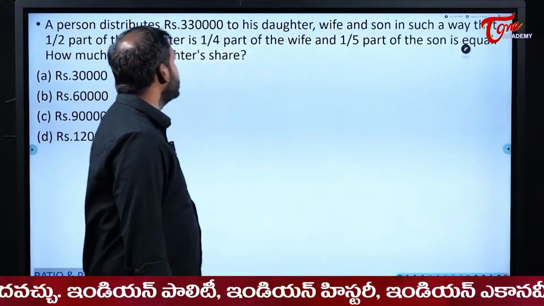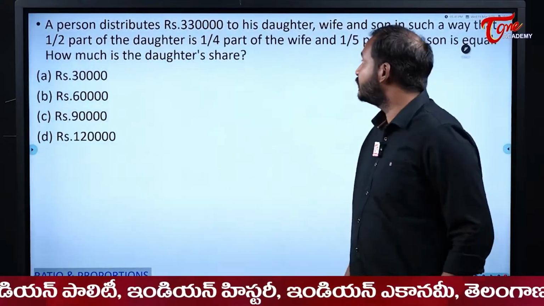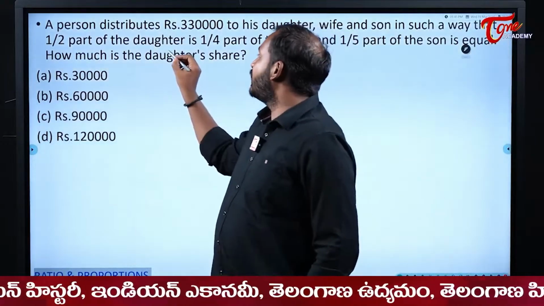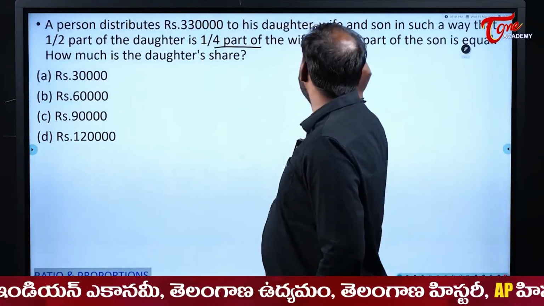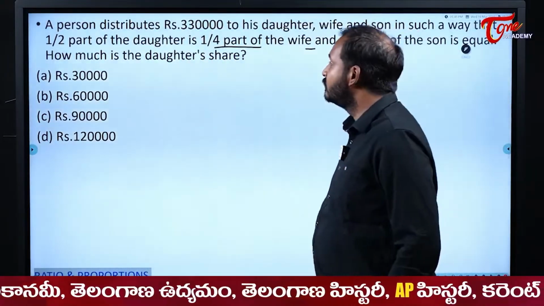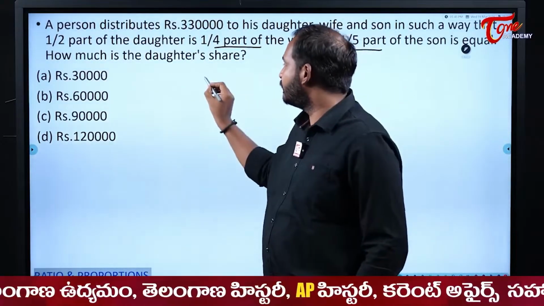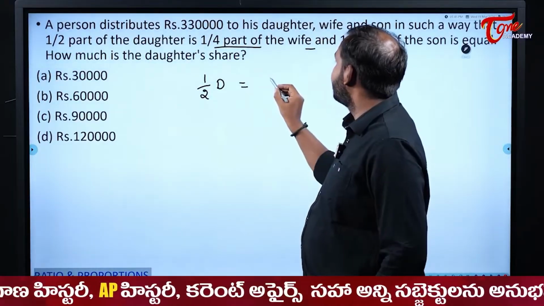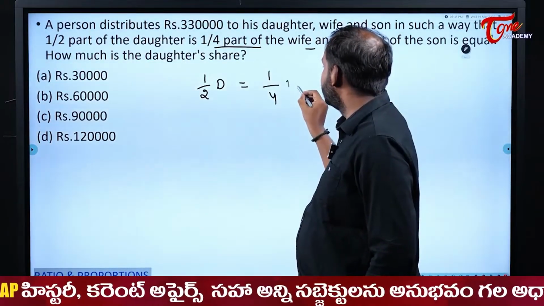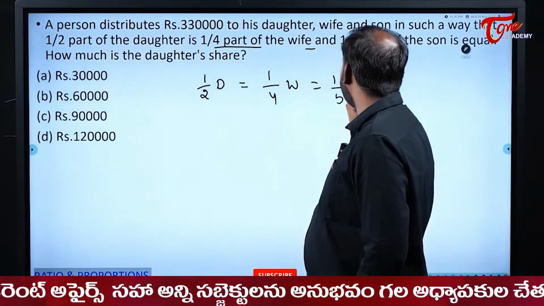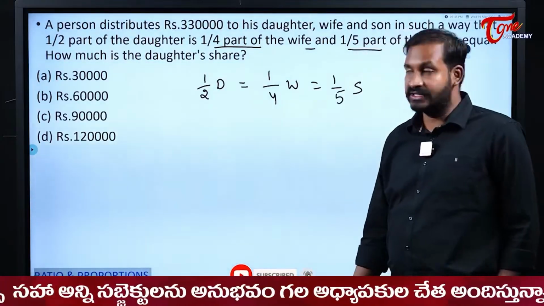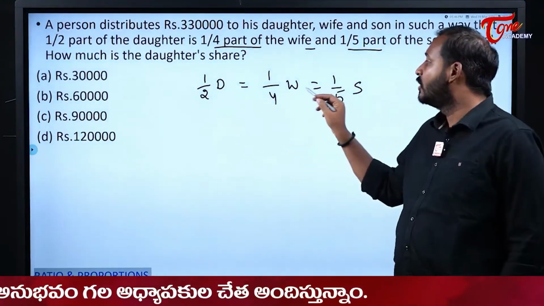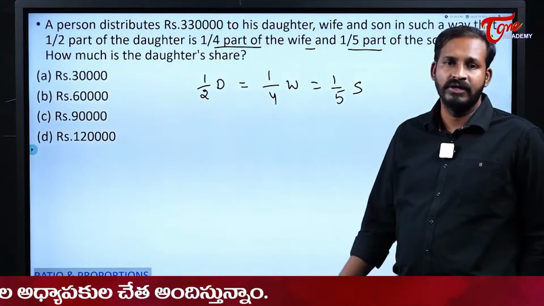See here, a person distributes rupees 3000 to his daughter, wife and son in such a way that half part of daughter is equal to 1/4 of his wife and 1/5 of his son. Half part of daughter, that means 1/2 of daughter is equal to 1/4 of wife is equal to 1/5 of son. This is the relation which we have.